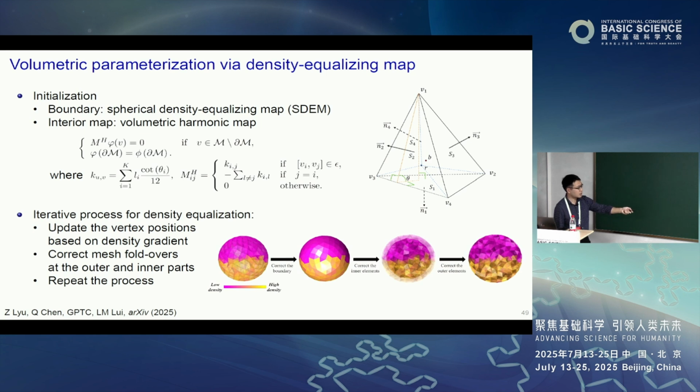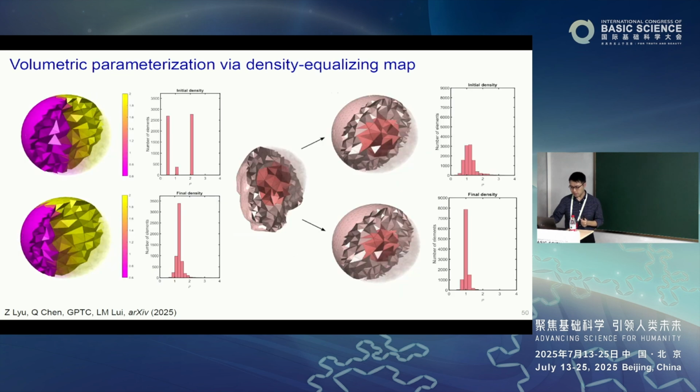And then the iterative process will be involving different parts. Of course, this time we have to handle the boundary, we have to handle the interior points, and so on. So that will be a little bit more computationally expensive. But the results seem to be very nice in the sense that we can achieve different deformations and so on.